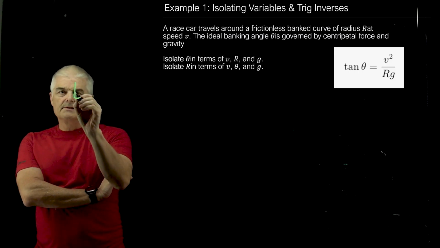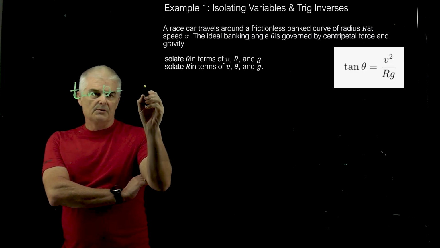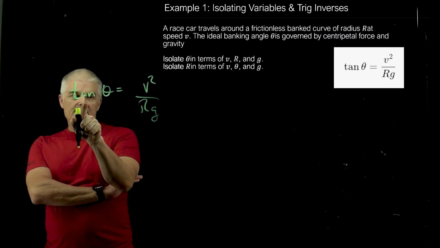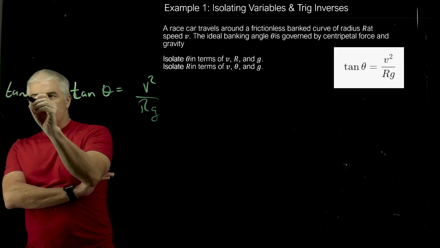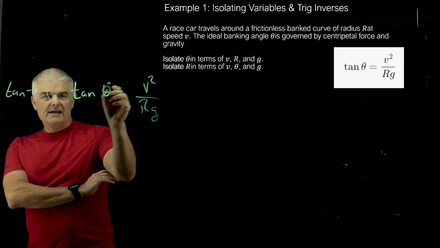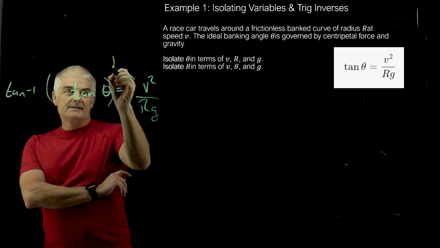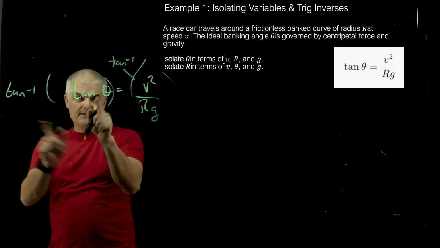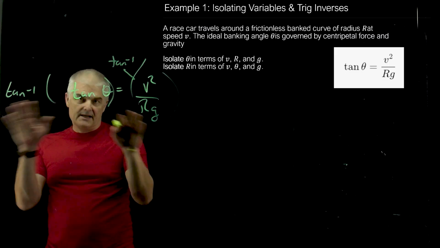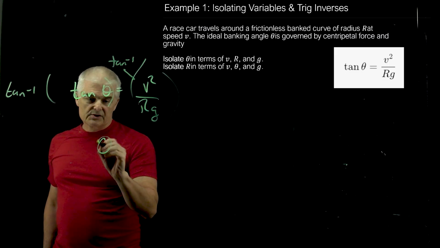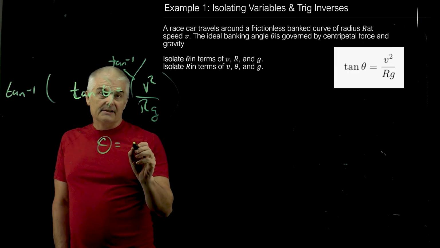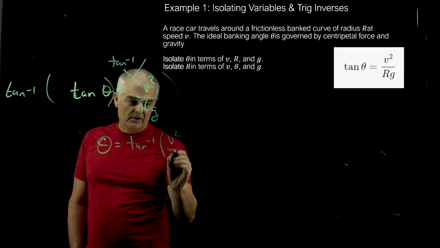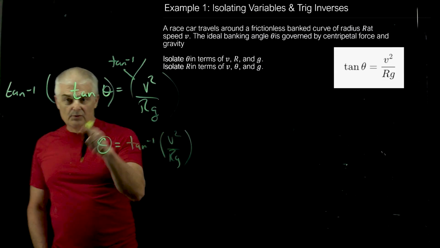If I've got tan theta is equal to v squared over rg, I want to get rid of the tan. So what I can do is take the tan^-1 of tan theta, and I can take the tan^-1 of this, and we get theta. Tan^-1 times tan cancel out. They become 1. So we can simply say for the first answer, theta is equal to tan^-1 of v squared over rg. So that's the answer to, if you will, part A.